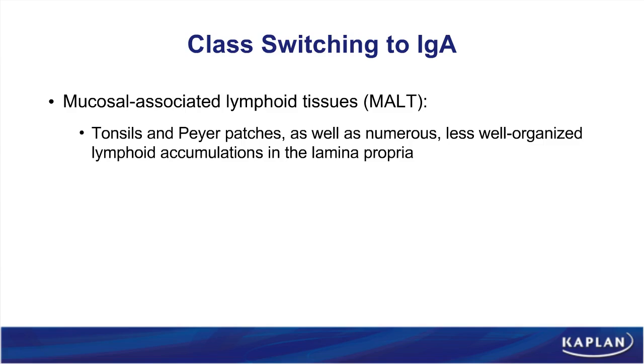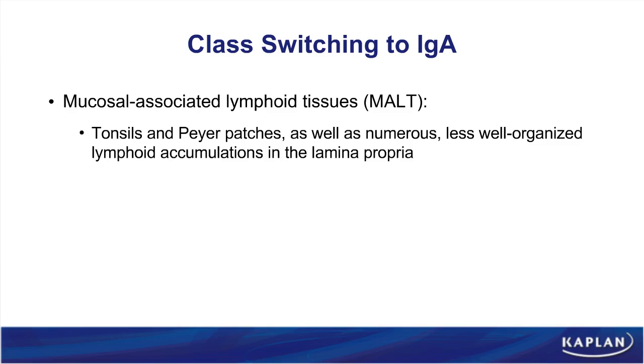Specifically, we find high levels of Peyer's patches within the ileum of the small bowel. Now, the rest of the MALT that we see are basically loose aggregations of lymphoid tissues that aren't as well defined as you would expect to see.